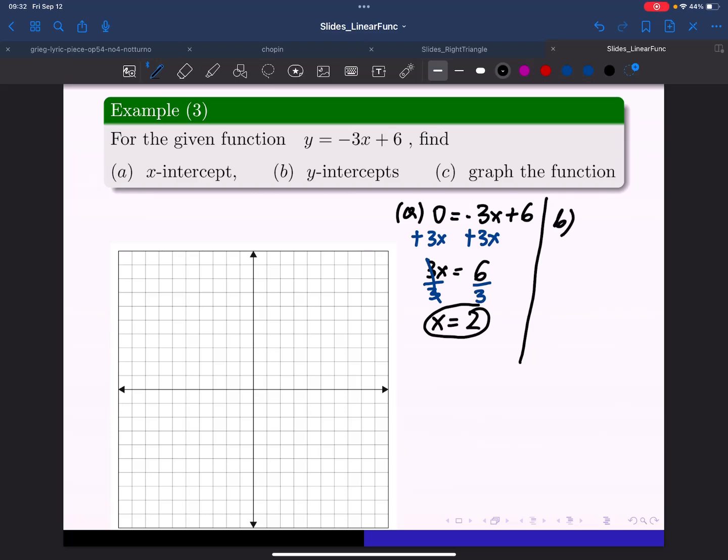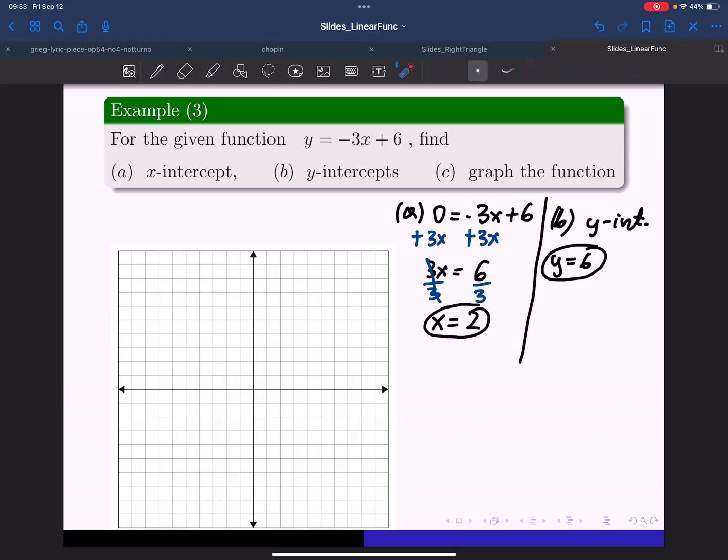And part B, the y-intercept. We already know that the y-intercept is 6, because on the y-axis x is 0. So minus 3 times 0 is 0, plus 6 is 6. So the y-intercept is 6.